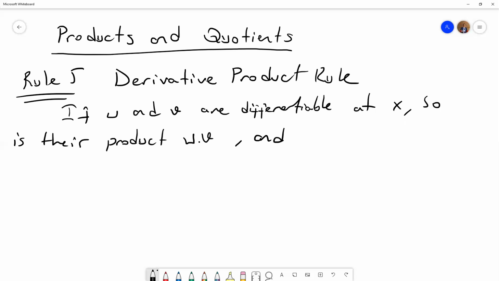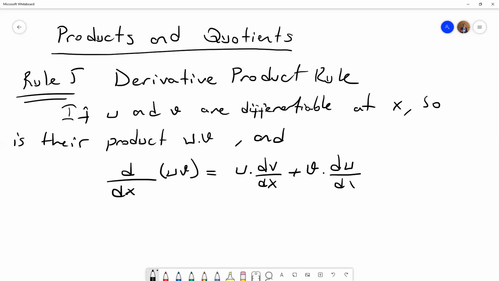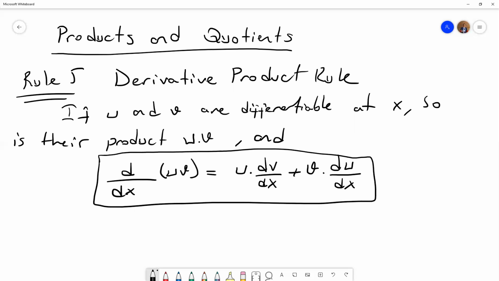We can write it like that: d over dx of uv is equal to u multiplied by dv over dx, that is the derivative of v with respect to x, plus v multiplied by du over dx, that is the derivative of u with respect to x. And this is the formulation for products.